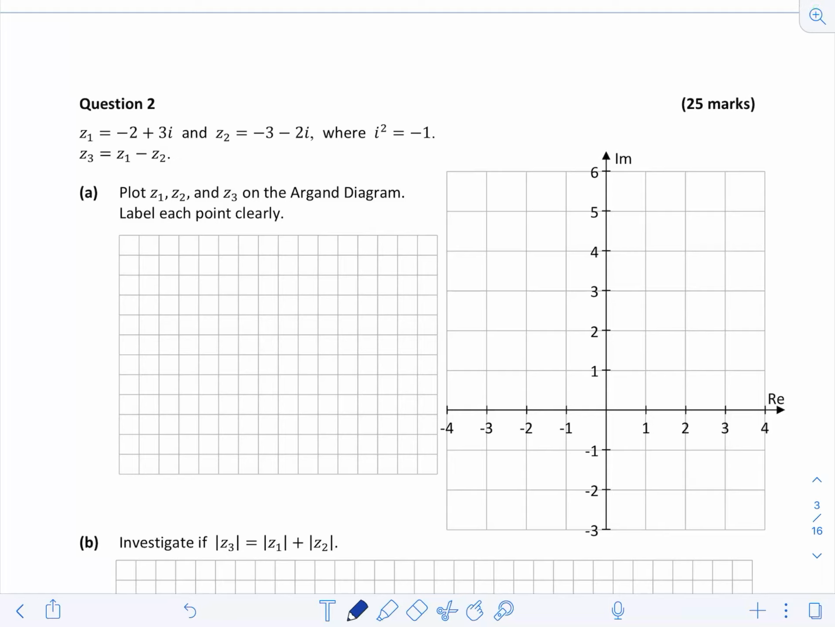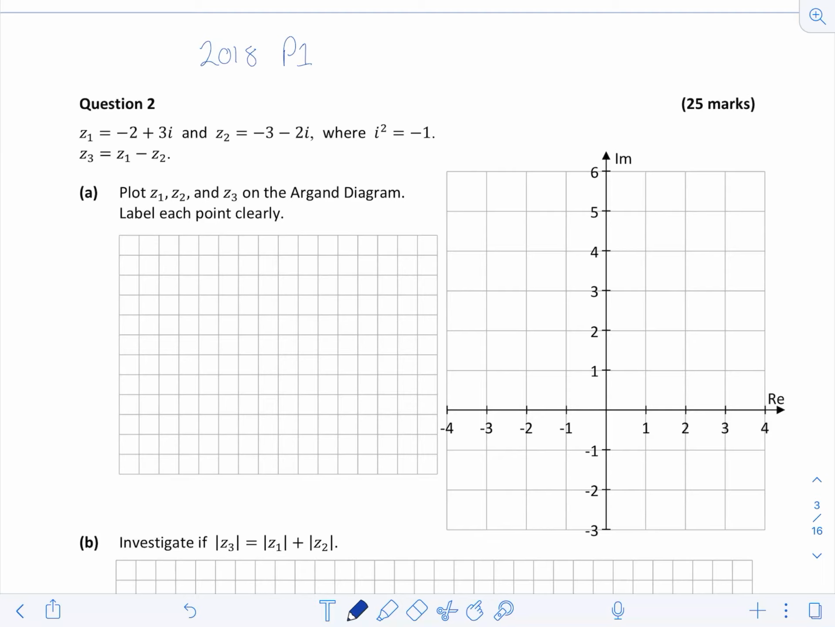Okay, so let's take a look at question 2 on 2018, paper 1. So 2018, paper 1. Okay, so this is obviously a complex number question, so we should be answering these really well, and they tend to come up every year. So let's take a look at what it says.